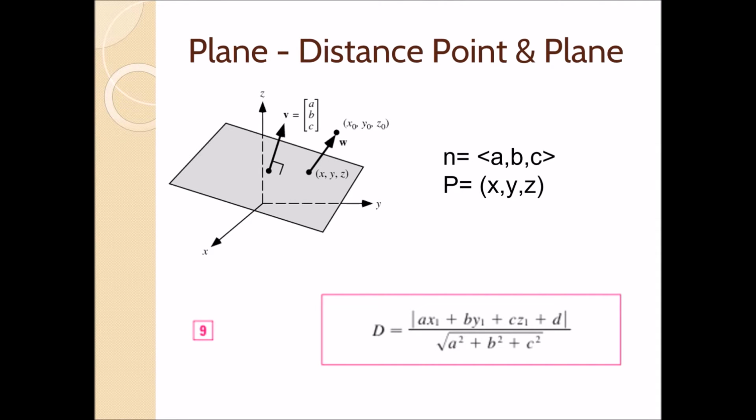To find the distance between a point and a plane, we have a special formula for it. We're given the normal vector of the plane is a, b, and c, and we're given a point x, y, and z. We can find the distance where d is the absolute value of ax plus by plus cz plus d over the magnitude of the normal vector n, which is the square root of a squared plus b squared plus c squared.